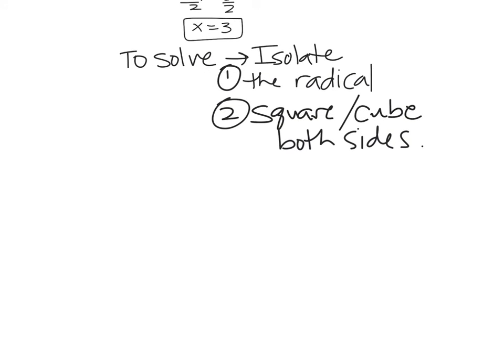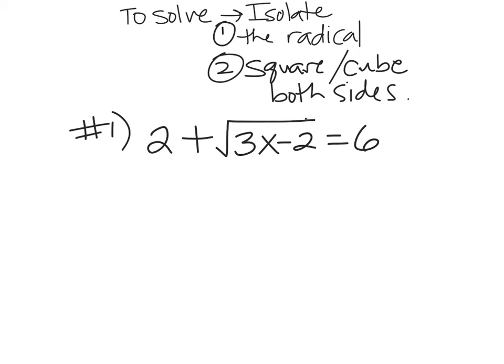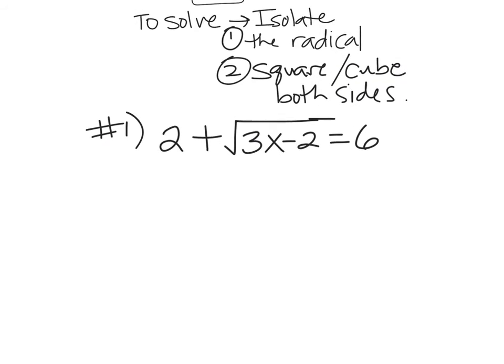Here we go, number 1. And if you want to, you can split your paper down the middle and do these, but either way. 2 plus the square root of 3x minus 2 is equal to 6. All right, so it's almost like Christmas in here. We just were given this present, and now we have to unwrap it and find out what it is.